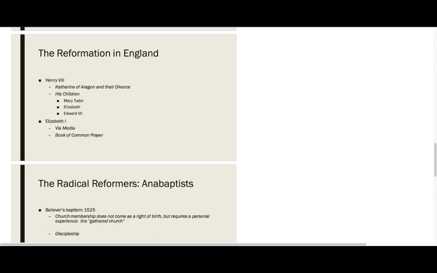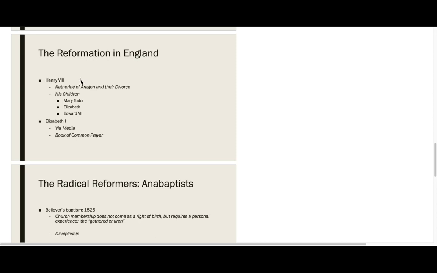Now, the Reformation in England is also a magisterial reform, but it takes place in a very, very different way. And it begins with this man, Henry VIII. So Henry VIII, the King of England, famous for his wives: divorced, beheaded, died, divorced, beheaded, survived.